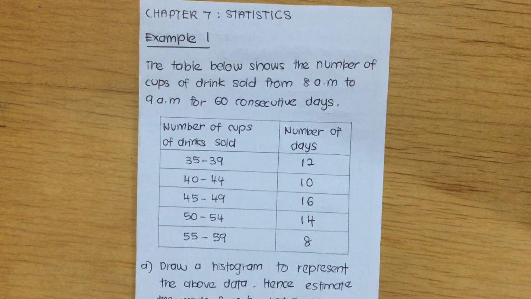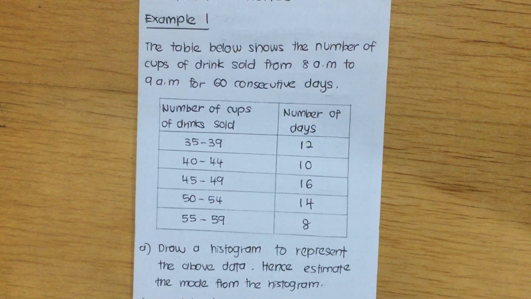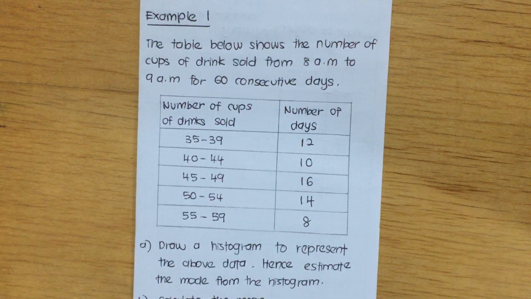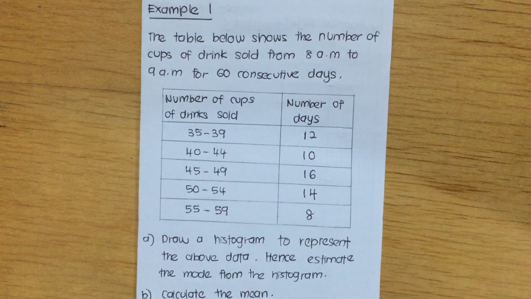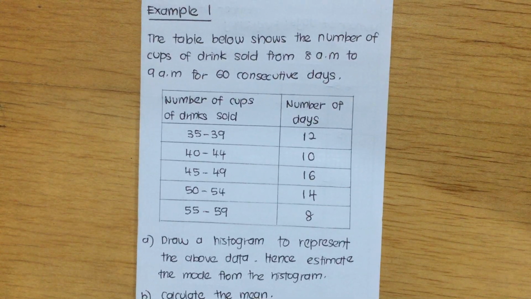So the question asks us to draw a histogram to represent the above data and then estimate the mode from the histogram. So far we have found the mode from the data, but we haven't covered the calculation of the mode from the histogram. So now we're going to cover that. For those of you who have no idea how to calculate the mode, don't worry guys, I'm going to explain to you. So please hold on.